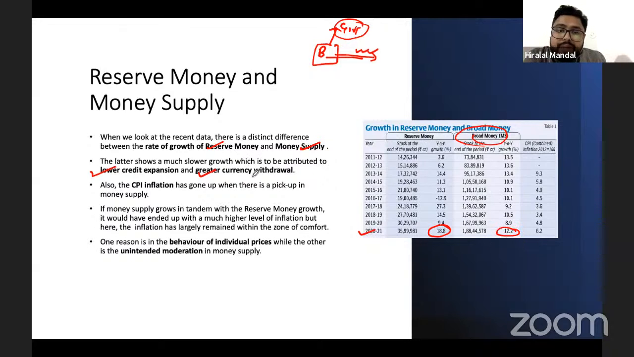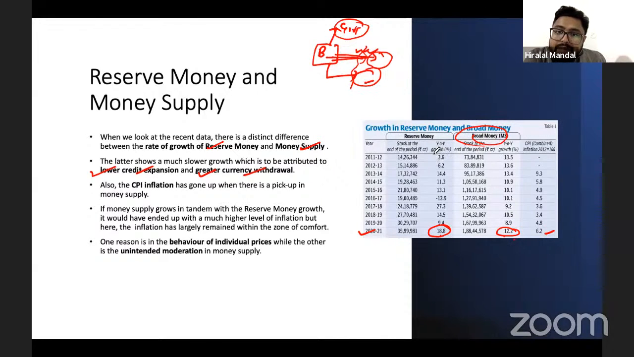And why is it? Because of higher currency withdrawal and lower credit expansion. The money is not reaching the people, and money is being withdrawn by the people. Term deposits, time deposits are being withdrawn by the people. And this is the reason why you see this, and look at the inflation. Now look at the earlier trend.